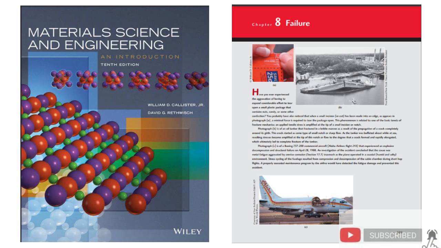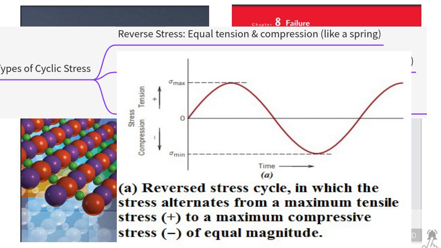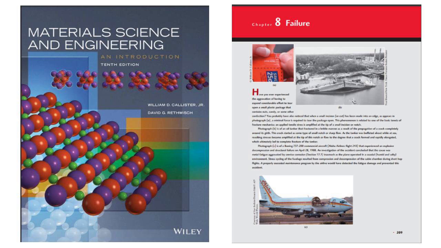So reverse stress. You can think about it like a perfectly symmetrical wave. It goes from maximum tension to maximum compression, and those forces are equal in magnitude. So it's like a spring being stretched and compressed. Exactly, like a spring bouncing up and down. So that's your reverse stress. All right, what about repeated stress?